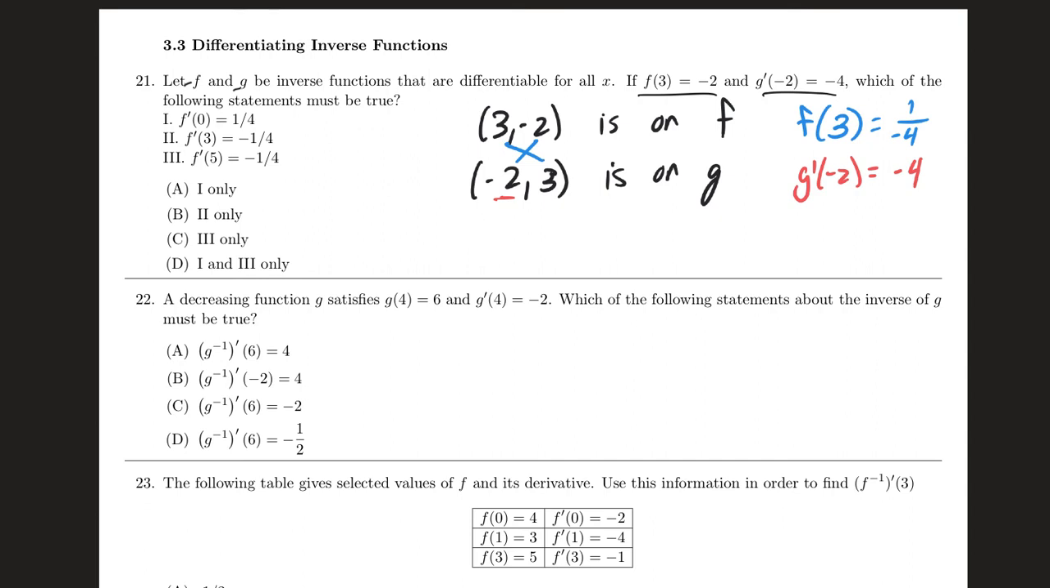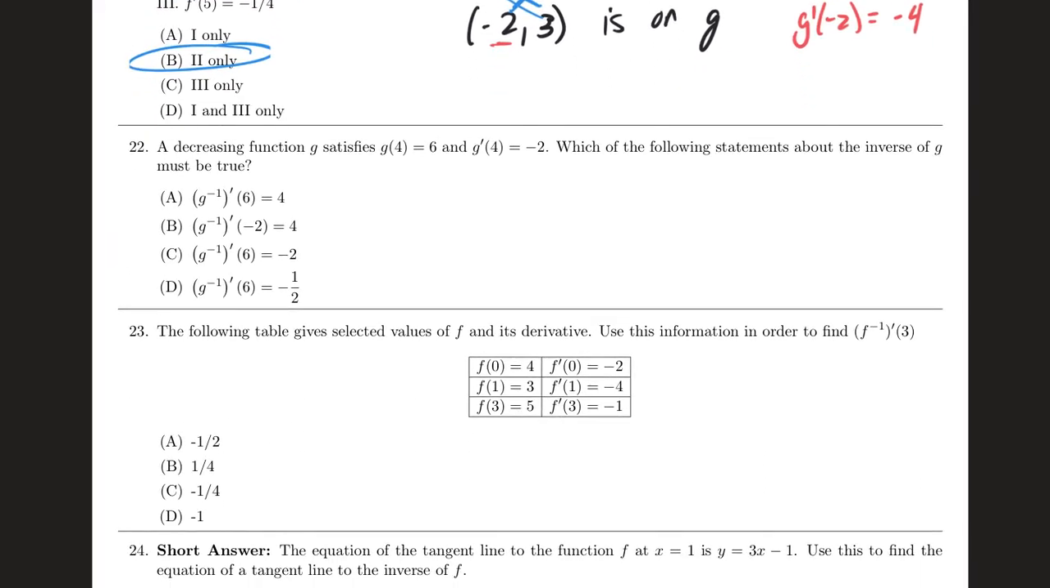The f prime of 3 has to be negative 1/4, so the thing that has to be true is 2. All right, nothing else has to be true because it's away from this relationship that we have, since (negative 2, 3) is on g, (3, negative 2) is on f, and that's the important x value for what we're doing.